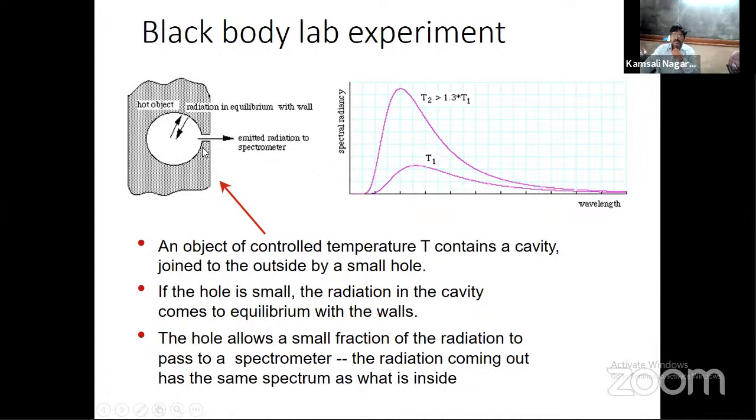If the hole or the dimension of the hole is very small, the radiation in the cavity comes out to the environment if it is maintained at an equilibrium through the walls. If the holes allow a small fraction of the radiation to pass through a spectrometer, the radiation coming out has the same spectrum as what is inside. Means whatever spectrum you are observing here, which is emitted by a cavity, the same spectrum you can observe inside the black body also to a great extent.